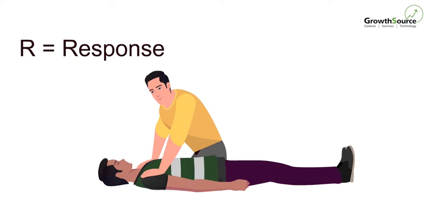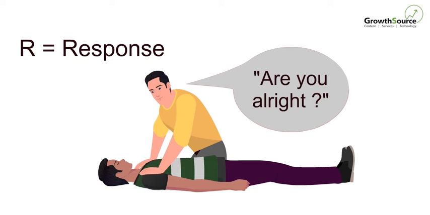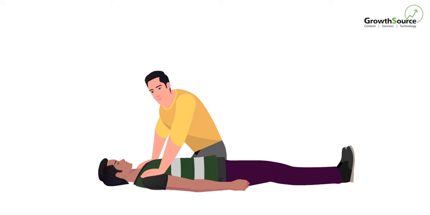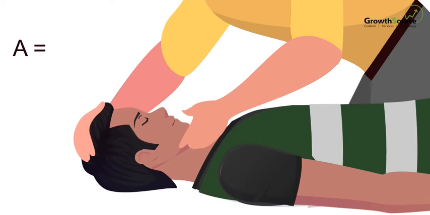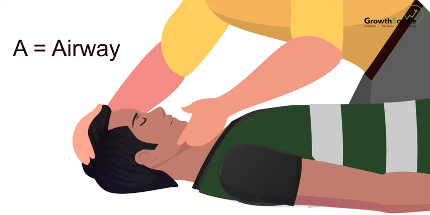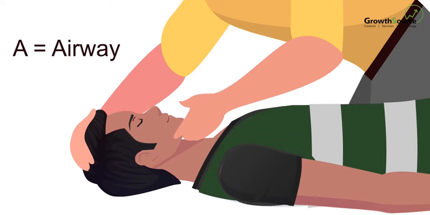R is for response. Shake them gently by the shoulder and ask them, "Are you all right?" If there is no response, you need to S. Shout for help, as any assistance will be helpful. A is for airway. Gently tilt the head back like this to open up the airway.